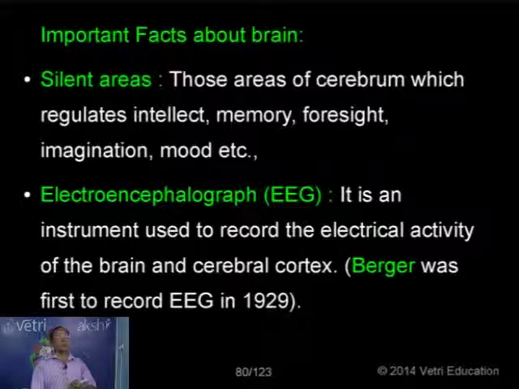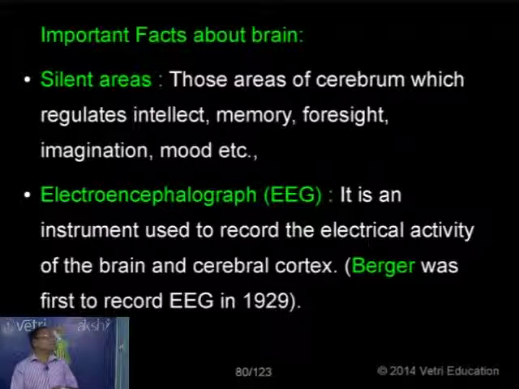Now we have to know some important facts related to the brain. What do you mean by silent areas? These are areas present in the cerebrum which regulate your intellect, memory, foresight and imagination, along with mood. Foresight is what will happen in the future. These areas work silently without any expression outside, hence they are called silent areas.